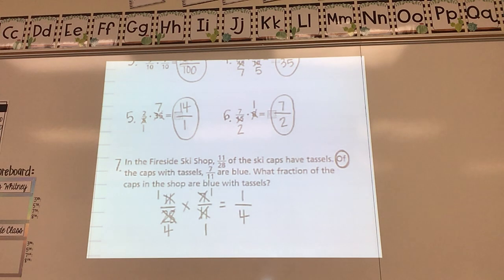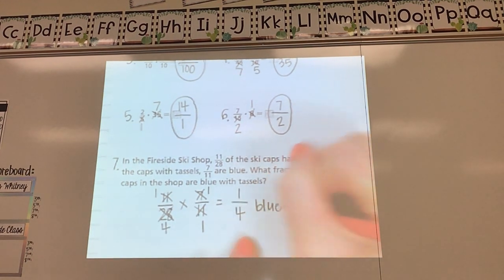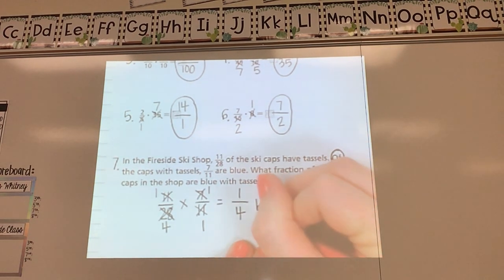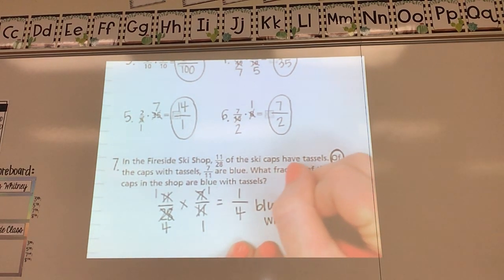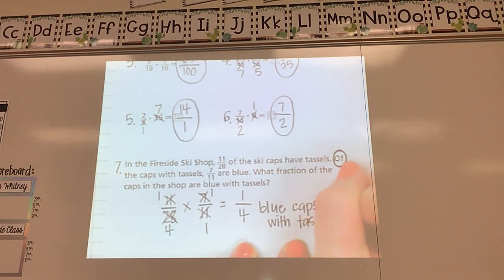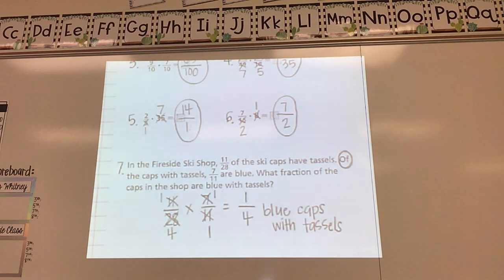Now, the tricky part is finding the correct label. Remember from yesterday, that was kind of hard. We had to do a few words, not just one. So 1/4, probably better put blue caps with tassels. 1/4 of the caps are blue with tassels. So remember, we have to make sure our label makes sense. And in order for this one to make sense, we need to put a short phrase right here, not just one word.